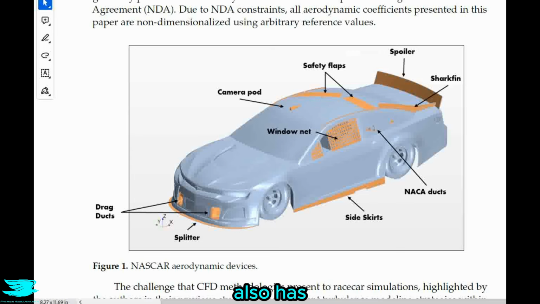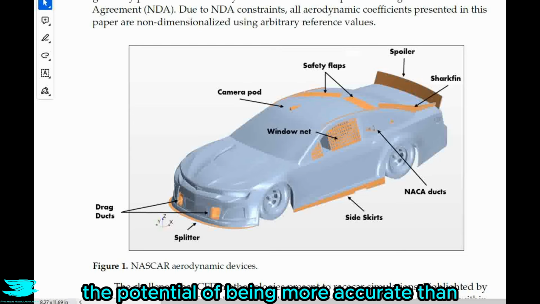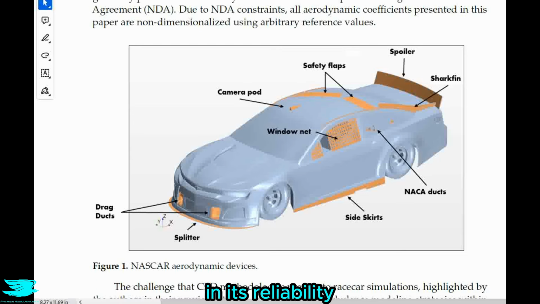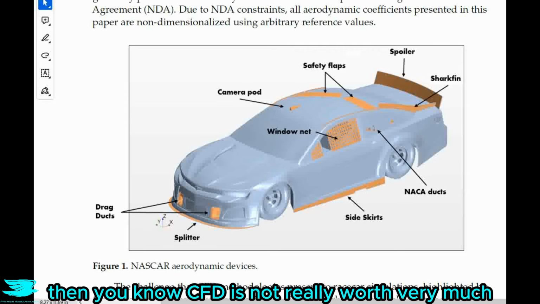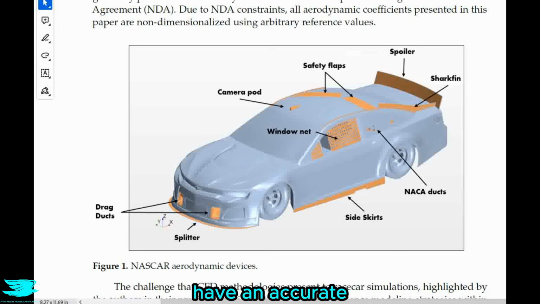So CFD also has the potential of being more accurate than wind tunnel tests in its reliability if an accurate model has been developed, though. If it hasn't, then CFD is not really worth very much. So you need to get an accurate model, just like in wind tunnels as well. You need to have an accurate method as well.